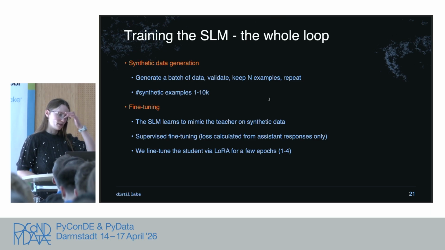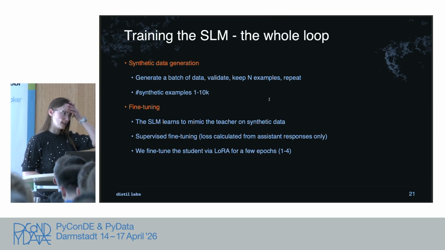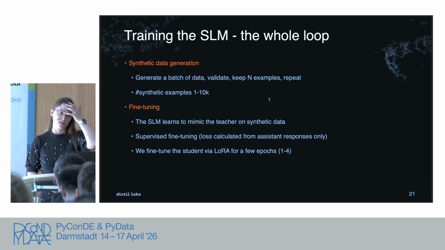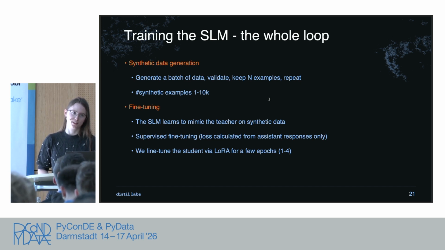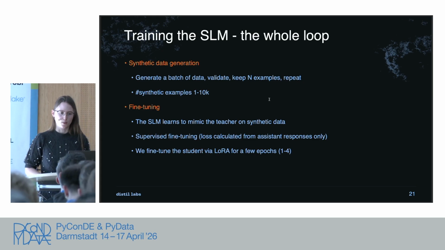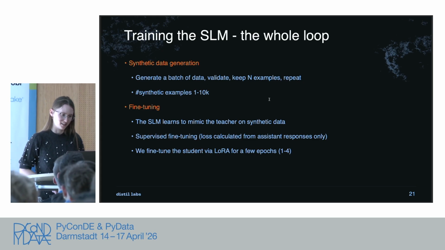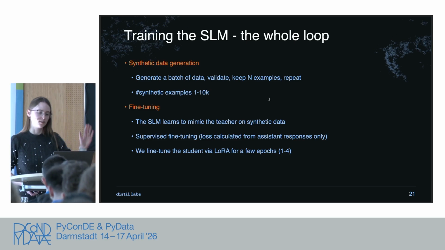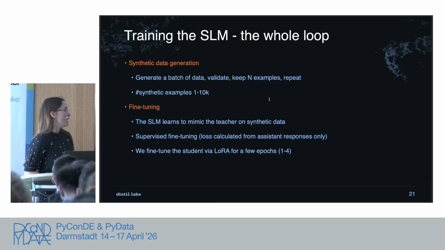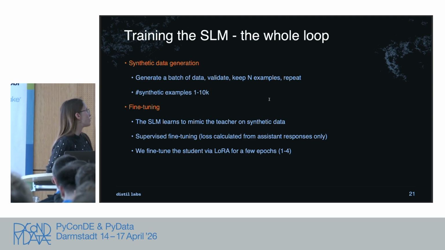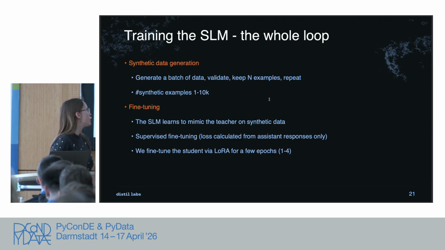Usually we end with something like 1K to 10K examples, depending on the task. But this is already enough. Some of the really simple ones were even okay with 100 examples. So it doesn't need to be 1 million tool calling scenarios to make it decent. And then we fine-tune, and that's just classical supervised fine-tuning. So we make it mimic the assistant responses only. We do LoRA, and again, only a few epochs are necessary.